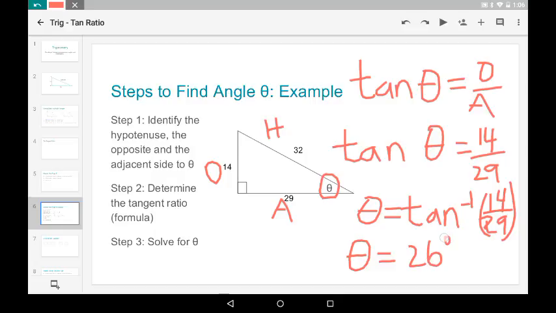26 degrees. One thing to note is to make sure your calculator is set to degrees. It should have a D or a DEG somewhere on the screen to show that it's degrees. The other options are gradients and radians, and that would have either GRAD or RAD, or a G or an R. If it's not set to degrees, you will get the wrong answer at this point. So when you're doing trig, always make sure that it's set the right way.